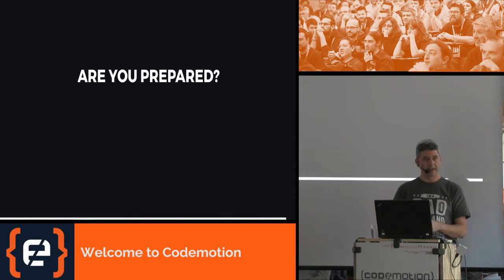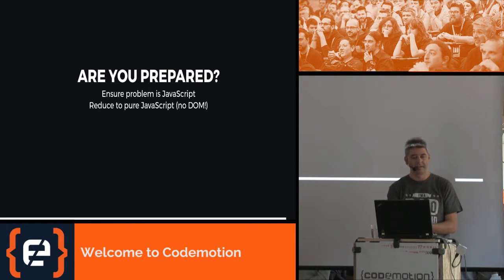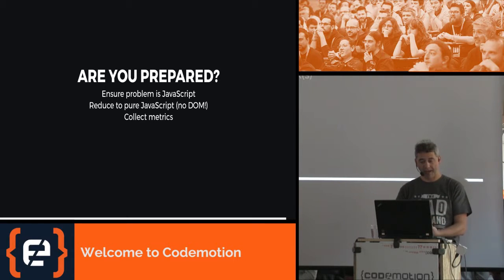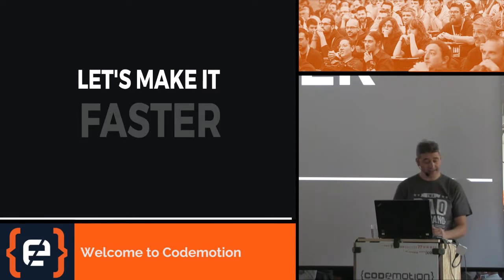Which means now, are you prepared? You should ensure that the problem is JavaScript, which means it needs to be pure JavaScript, no DOM, no network access, no anything. I'm talking about JavaScript, not other things. You should collect metrics, so measure speed, profile, locate the bottlenecks, and once you know that a particular piece of code is the bottleneck and you think it could be faster, you should fix the problems. So let's make it faster. Let's do it.